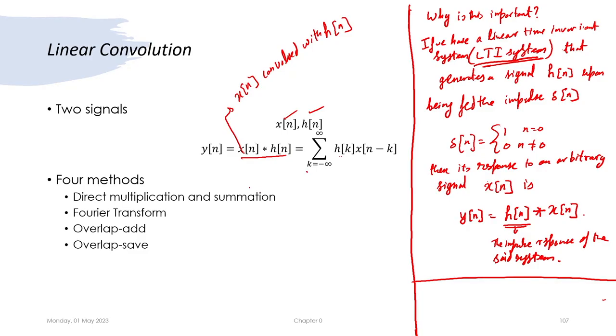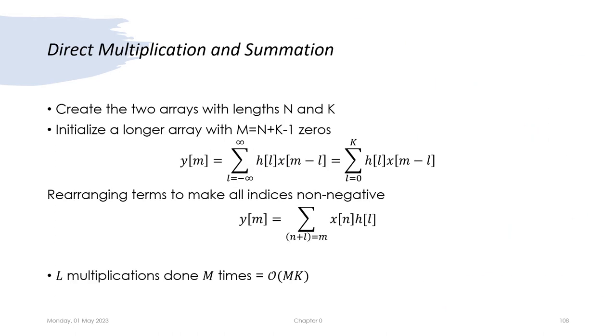From a programming perspective, there are four ways of implementing convolution. One, direct multiplication and summation. The second, Fourier transform. The third and fourth being overlap add and overlap save. We will look at these four methods and see what happens. We will first look at direct multiplication and summation, the direct convolution method.